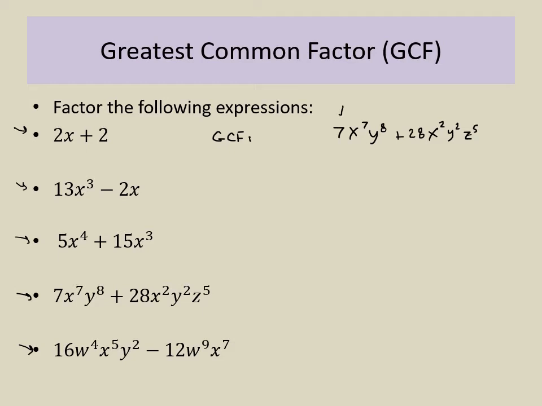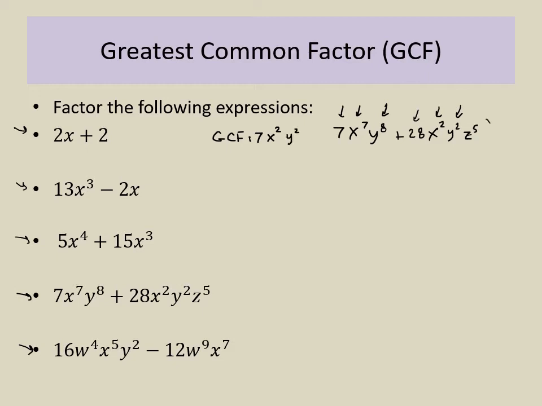First, here are the constants, 7 and 28. We can factor out a 7. Next, let's take a look at the like variables. We have an x to the power of 7. We have an x squared. The one with the lowest exponent would be x squared, so we can factor that one out. Next, we have the y's, y to the power of 8 and y squared. Same concept here, we can factor out y squared.